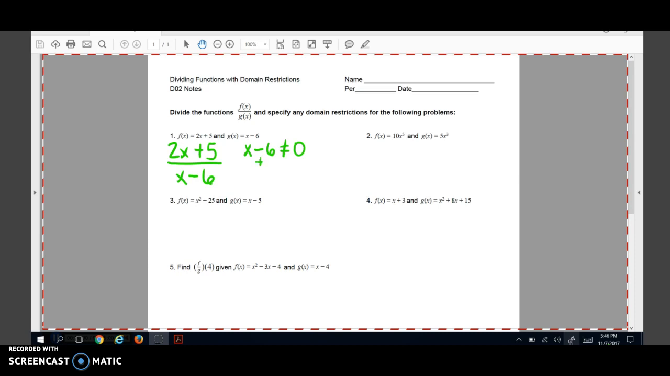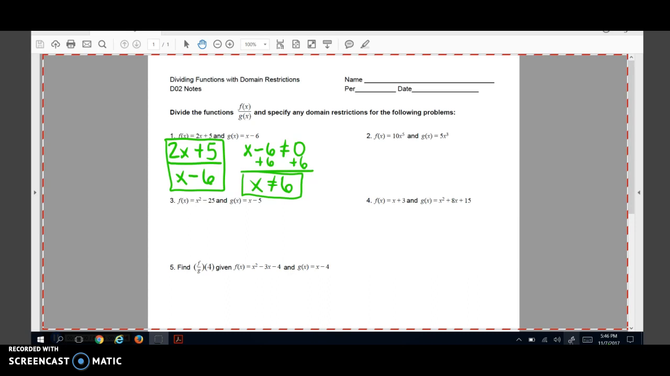So if I solve for x, I would simply add 6 to both sides, and I would get x cannot equal 6. So my final answer would be f divided by g is 2x plus 5 divided by x minus 6, and my domain restriction would be x cannot equal 6.